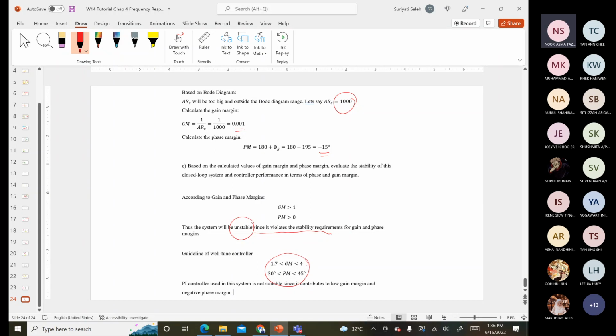So this tutorial provides two forms of the question that will be asked during the final. Either we give you the controller parameter, then you just straight away do the calculation. Or if you don't have the controller parameter, make sure you calculate it first. Once you calculate, then you perform the normal procedure of the Bode diagram to check whether your process becomes stable or not, or whether the controller parameter obeys the well-tuned controller guideline or not. So this is the thing that is covered for the frequency response.